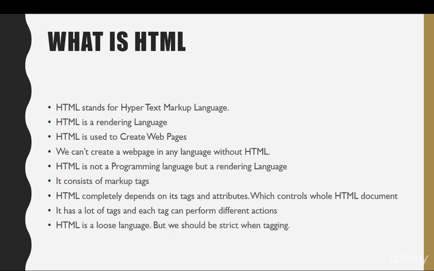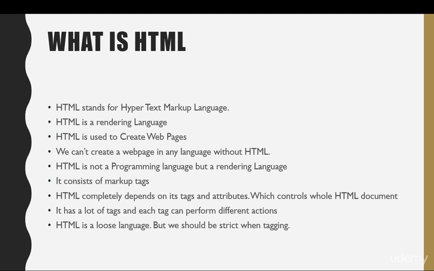HTML is a loose language, but we should be strict when tagging. What is the meaning of a loose language, and what does being strict mean? For example, you put a starting tag and an ending tag, but in the starting tag you maintain the text of the tag in small letters, and then you make it capital in the ending tag. HTML is a loose language, so it has no problem, but you should maintain case sensitivity.